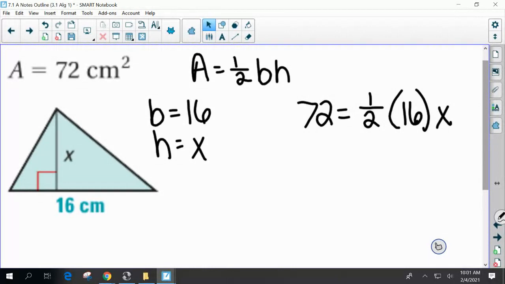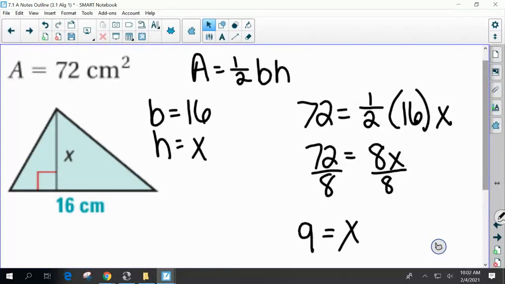Okay, so what do you think I would do first to solve this? So I'm going to take care of the right first, the parentheses. Yes. Times about 1/2. So 16 times half. What's that? What's half of 16? 8. So now I have a one-step equation. And what would I do on each side now? Divide by 8. So X would equal 9.